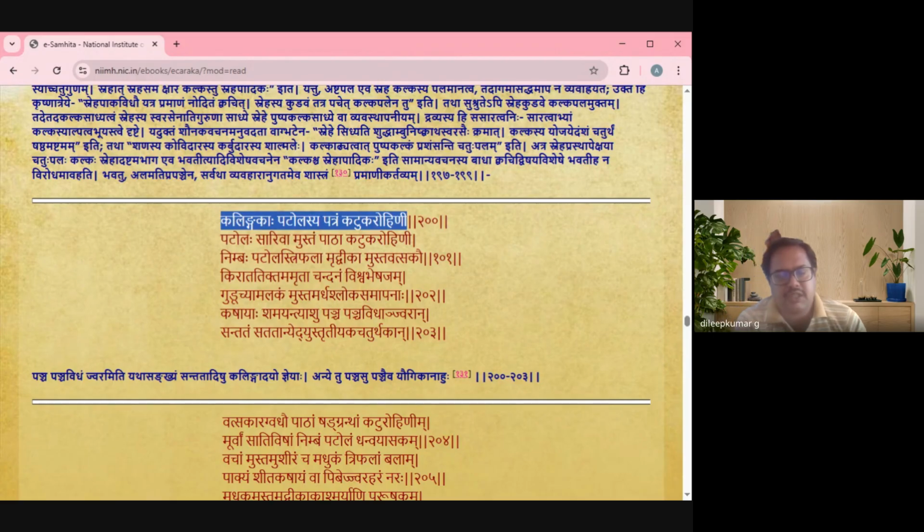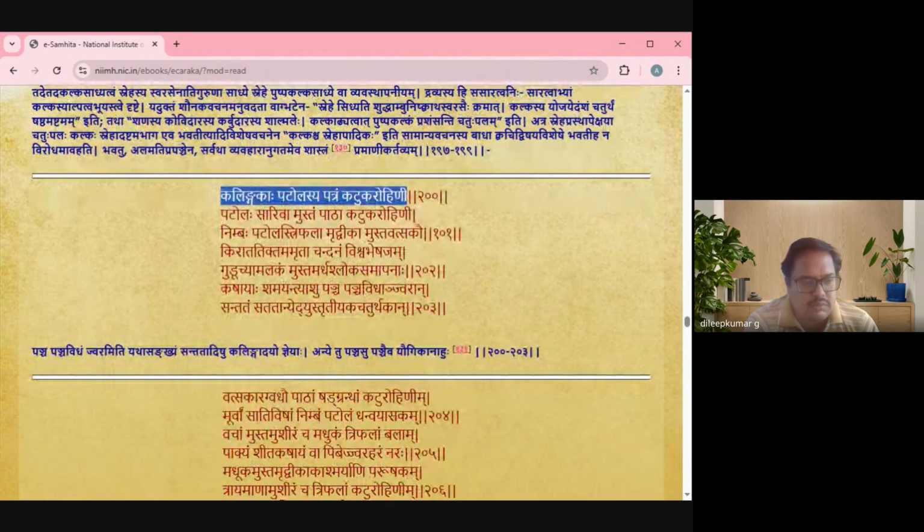It does Pachana of Rasadhatu. So any Rasadhatu oriented disease where Pachana is required, you can go for Kalingakadi Yoga, Rasapachaka. Wherever Rakta is involved, where Rakta Pachana is needed, go for Patola Sariva Musta Pata Katukarohini, Raktapachaka. Nimba, Patola, Triphala for Mamsapachaka, Kirata Tiktadi for Medopachaka, Guduchi Amalaka for Asthi Majjapachaka. So this is the famous trend where they do Pachaka treatment, Pachaka medicines, targeting each srotas or each dhatu.